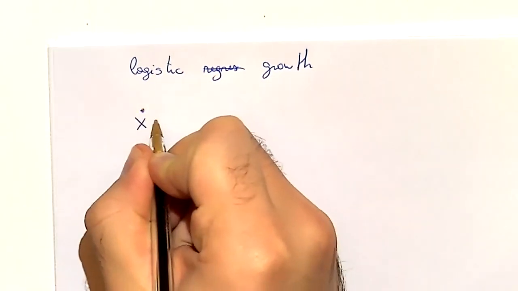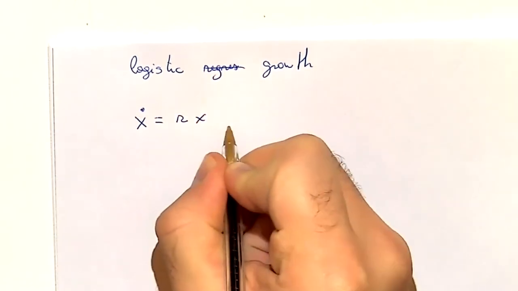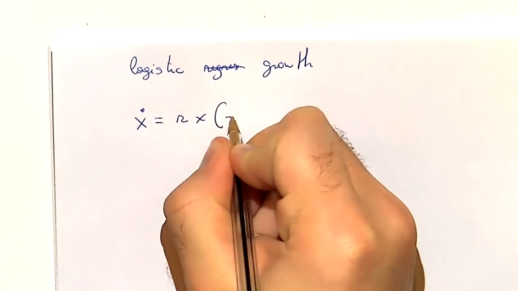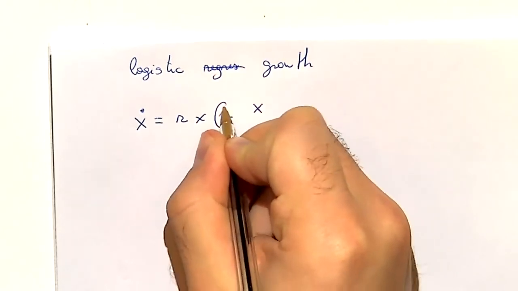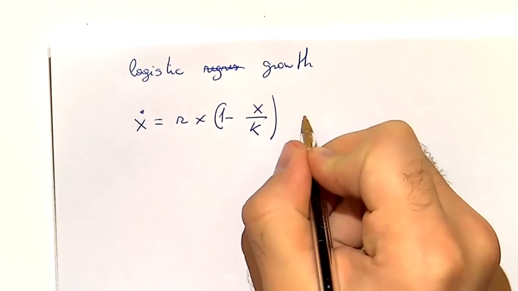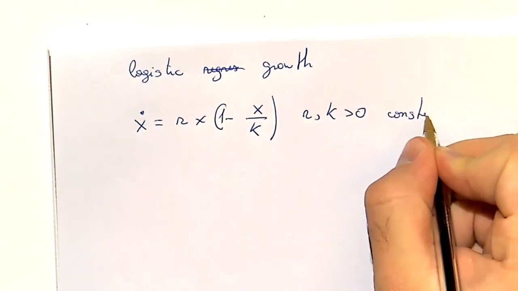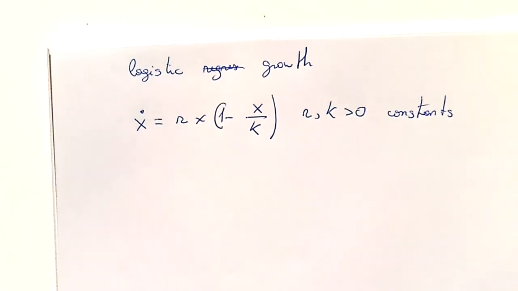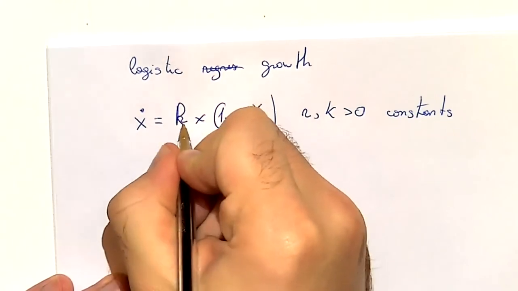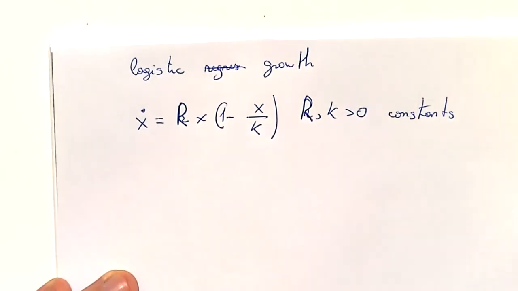Anyway, the problem is x dot is equal to Rx times 1 minus x over K, okay? Where you know that R and K are greater than 0 constants. Okay, I'll do capital R since my R looks something. Cool.